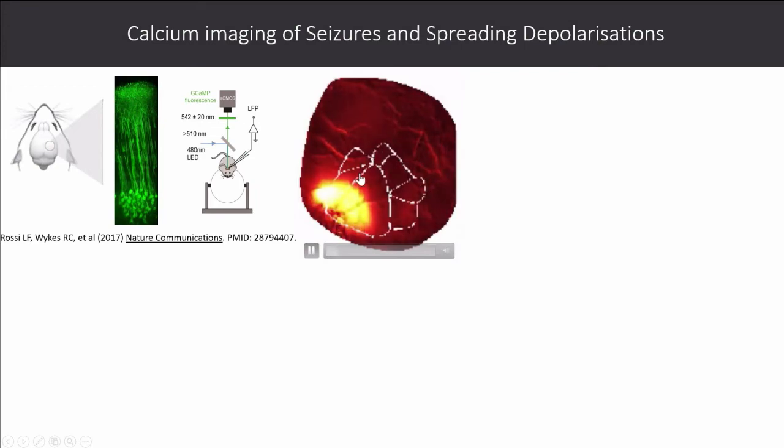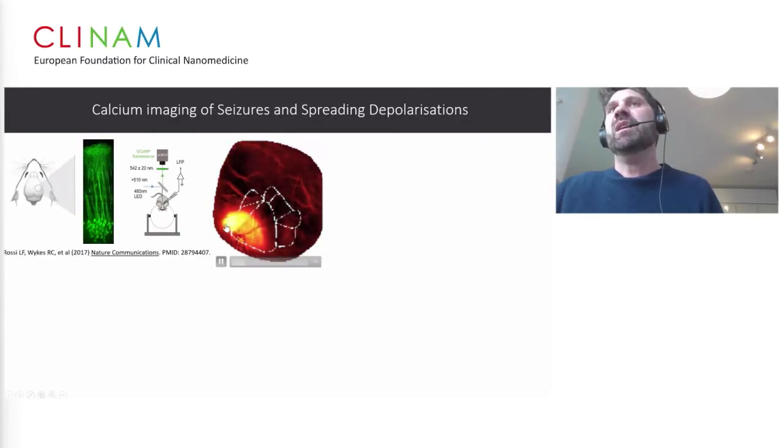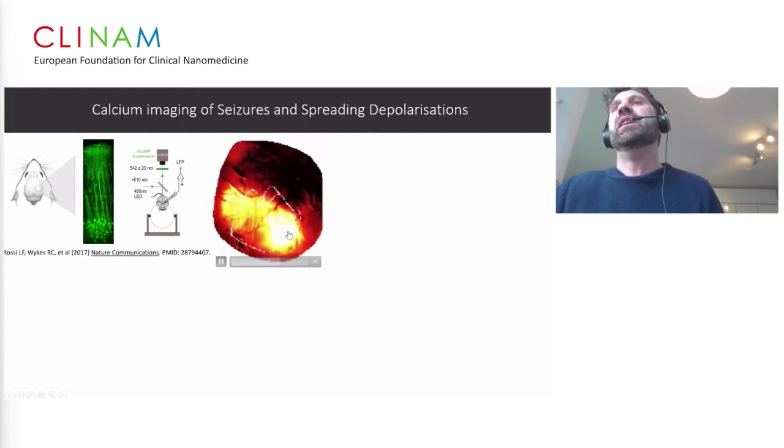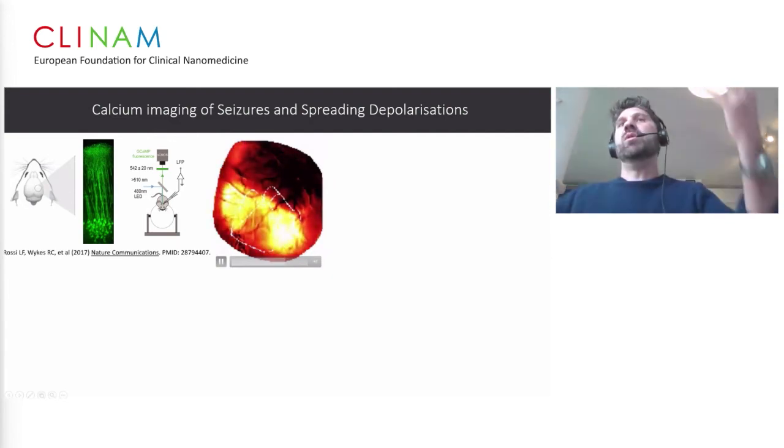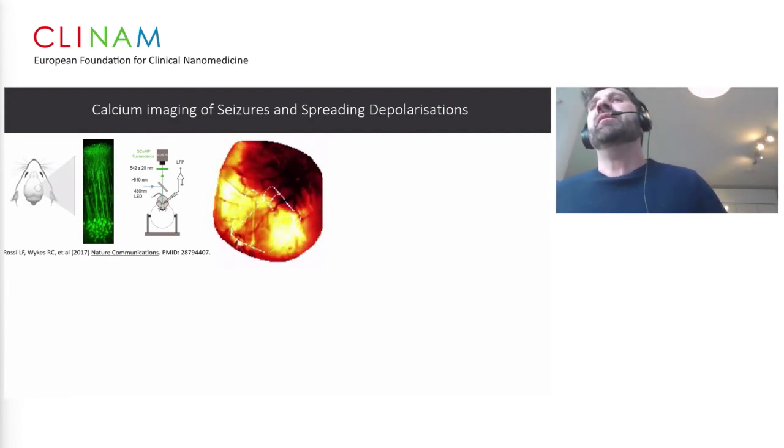And here you'll see the cortex. This is the visual cortex. And you'll see the start of a seizure here. And this bright increase in fluorescence, these are the neurons that are actively contributing to the seizure at the time. And you can see, interestingly, how that propagation jumped to functionally connected areas in higher visual cortex before more diverse mechanisms of propagation kick in.